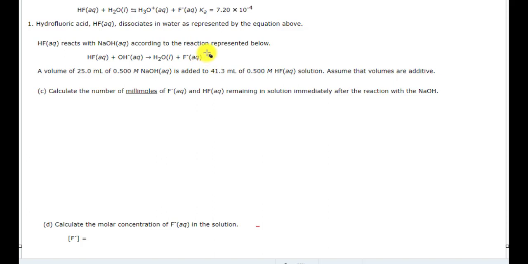and we're going to be making fluoride ions as a result. Okay, now they give us a volume and a concentration of the sodium hydroxide. Volume and concentration, we can get moles. And here we've got a volume and a concentration of our weak acid. The two that react. We have both reactants. We've got an arrow. It's stoichiometry. Calculate the millimoles of fluoride ions and HF remaining in the solution after the reaction. Okay, they said immediately after because they don't worry about the ionization afterwards, which is minimal anyway.